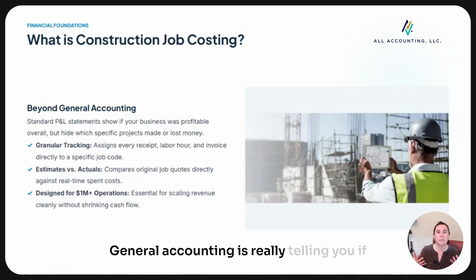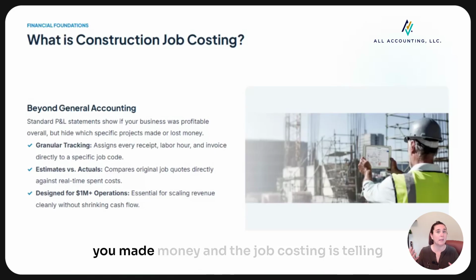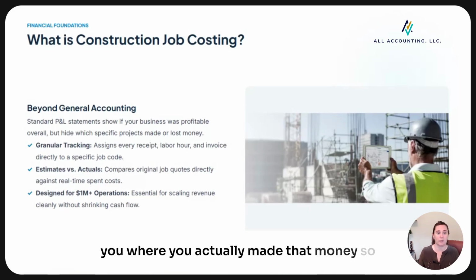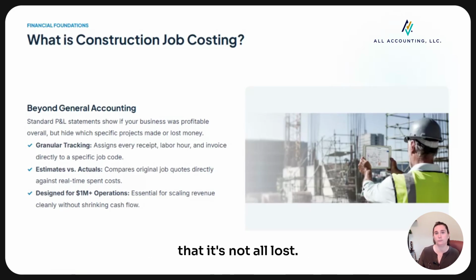General accounting is really telling you if you made money, and job costing is telling you where you actually made that money so that it's not all lost.